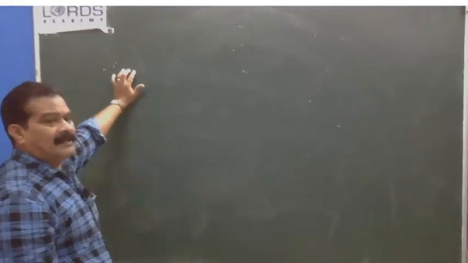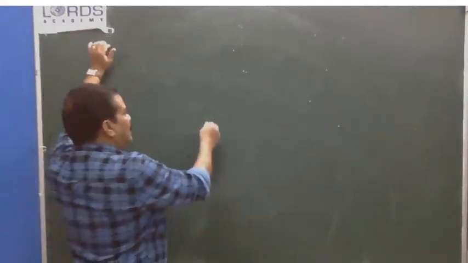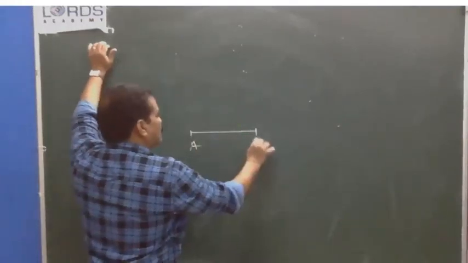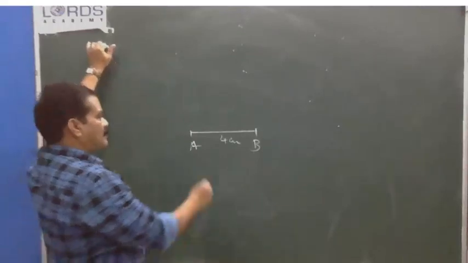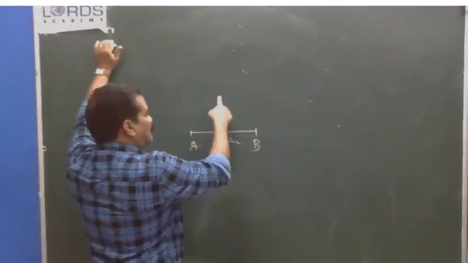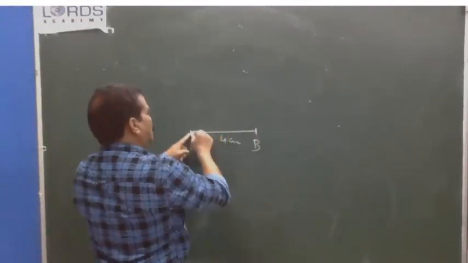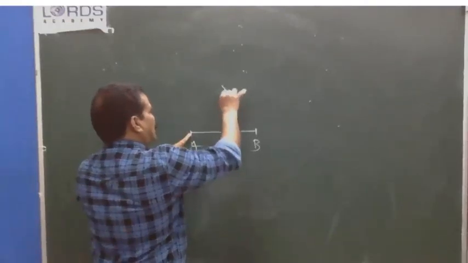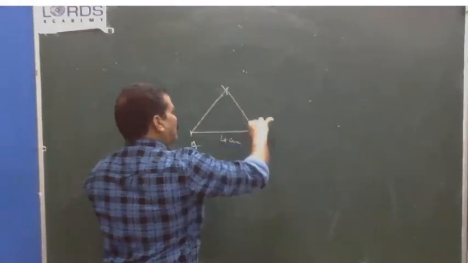Yes, 4 centimeter. One simple method you can take like that. AB is 4 centimeter. Then you can find the center of the circle here. AO, you take it as 4 centimeter. BO is 4 centimeter. Join. This is O.